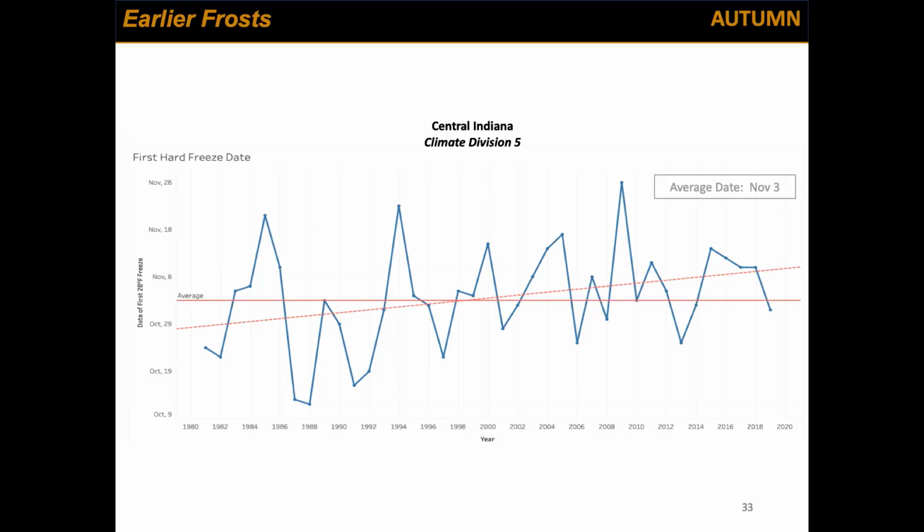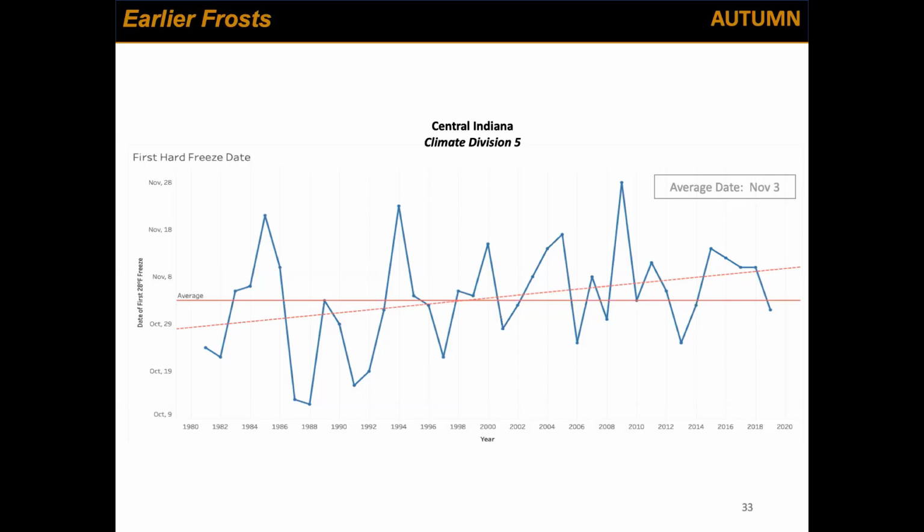This data is from the Climate Division representing the middle of the state of Indiana. The average date for the first hard freeze over this time period is November 3rd. However, the dashed red trend line does imply that the date is getting increasingly later over the years. Eyeballing the trend line at the far right with the labels along the left side axis suggests that climatologically speaking, the first hard frost should now be occurring closer to November 8th or 10th.